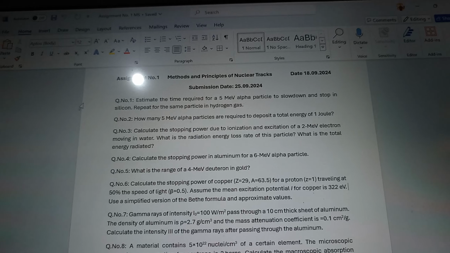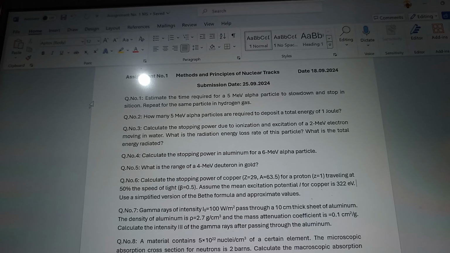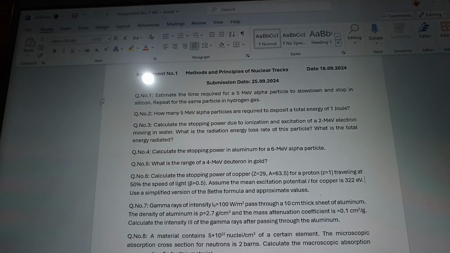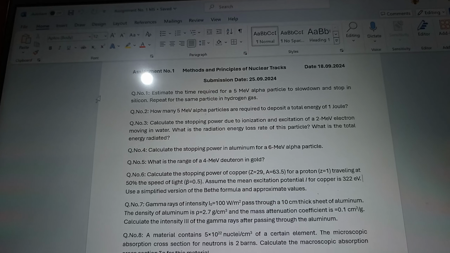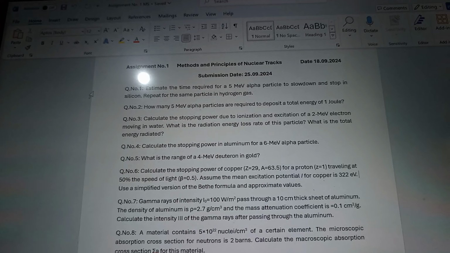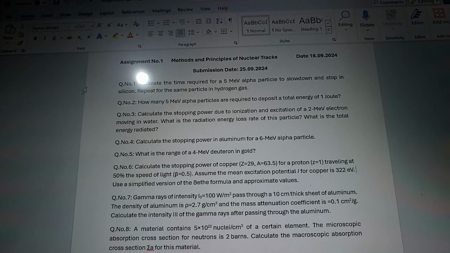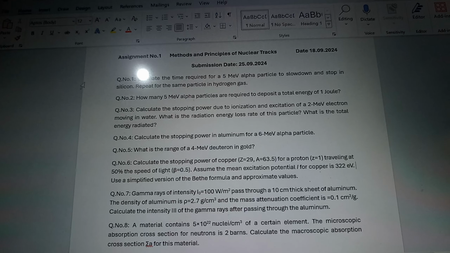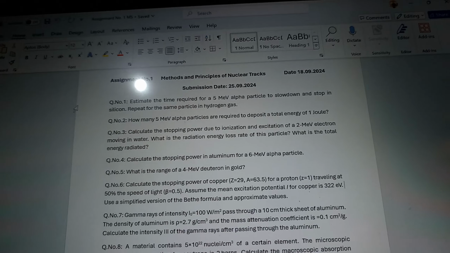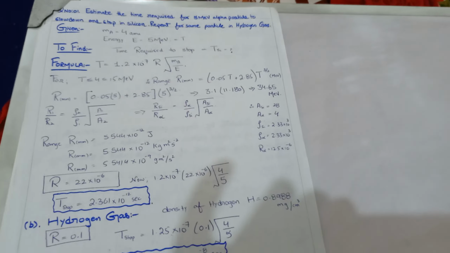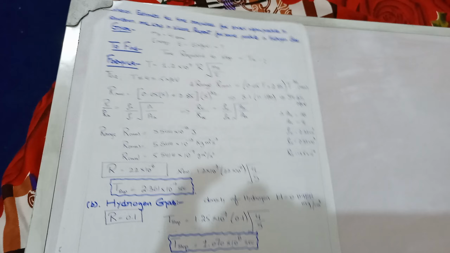So in this problem you have to find two things. Okay, the stopping time when your alpha particle slows down in silicon and when your alpha particle slows down in hydrogen gas, while your energy is 5 mega electron volts. So let's start. So you can see this is basically the solution for this problem.